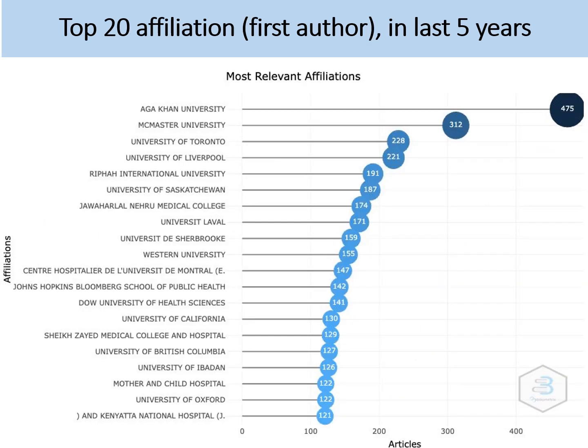So if you look at this slide, you can see the top 20 affiliations of the first authors in the last 5 years. 475 authors were from Aachen University, and from McMaster University there were 312 affiliations, and University of Toronto 228. So the affiliations of the first authors of these publications were with these international universities as well.